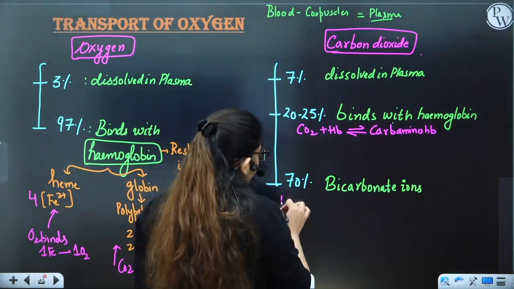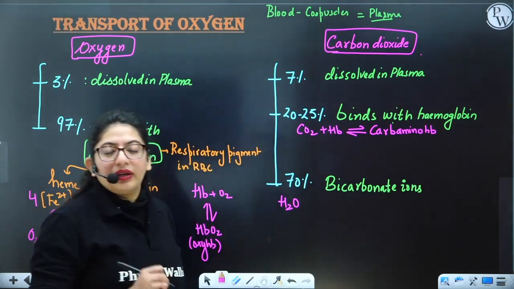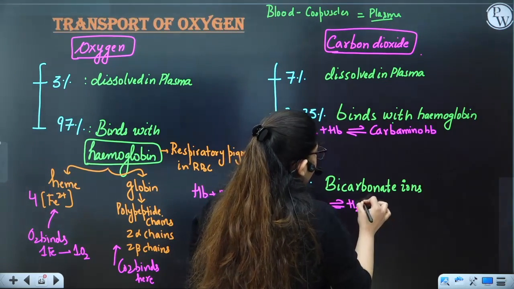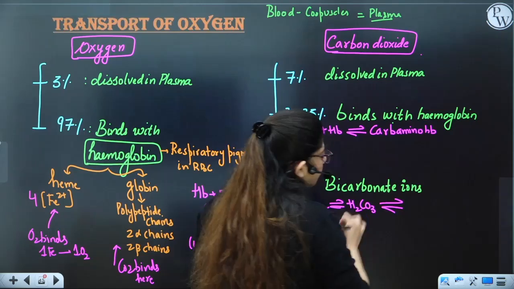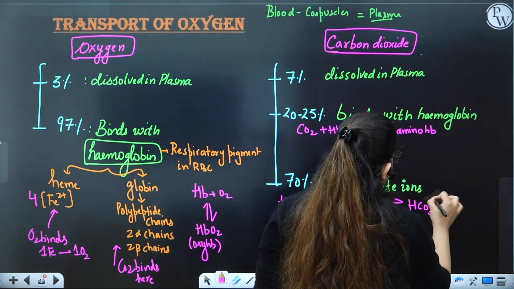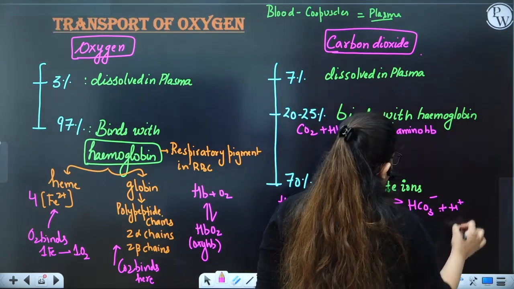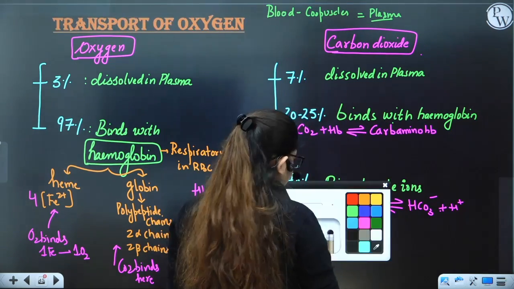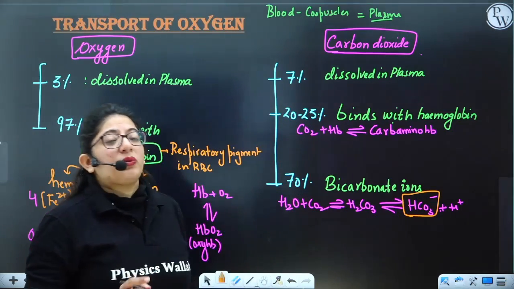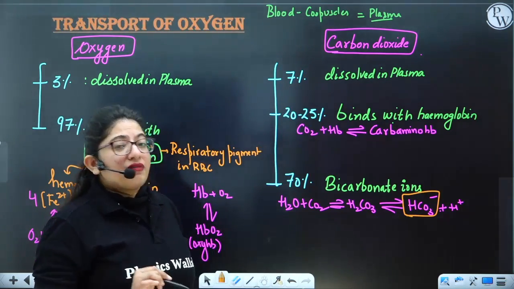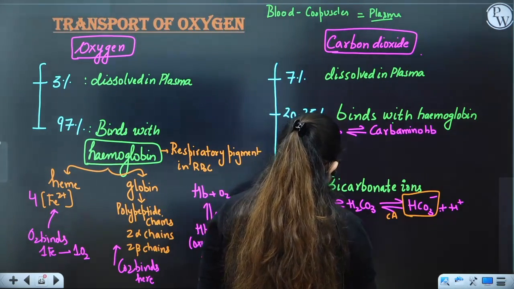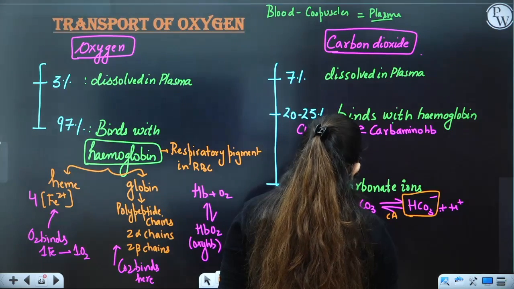Okay. And 70% is in the form of bicarbonate ions. How does it form? When H2O binds to CO2, it will form an acid, which is carbonic acid. This carbonic acid will then dissociate into HCO3 negative plus H positive ions. Alright? And this is a bicarbonate. What do you call it? This is the bicarbonate. And this process takes place in the presence of an enzyme, which is carbonic anhydrase, which is CA. What is CA? CA is carbonic anhydrase. We have also discussed this in biomolecules.